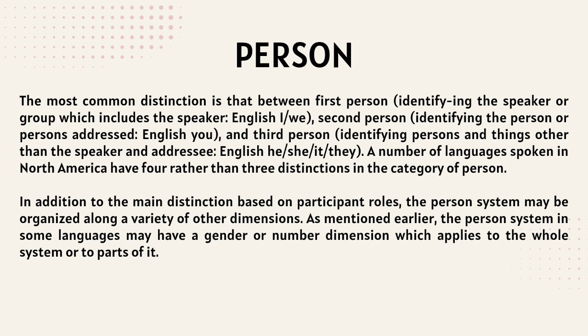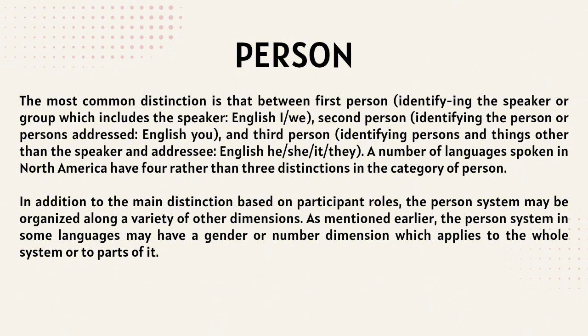The most common distinction is that between first person, identifying the speaker or group which includes the speaker, English I, we. Second person, identifying the person or persons addressed, English you. And third person, identifying the persons and things other than the speaker and addressee, English he, she, it, they. A number of languages spoken in North America have four rather than three distinctions in the category of person.